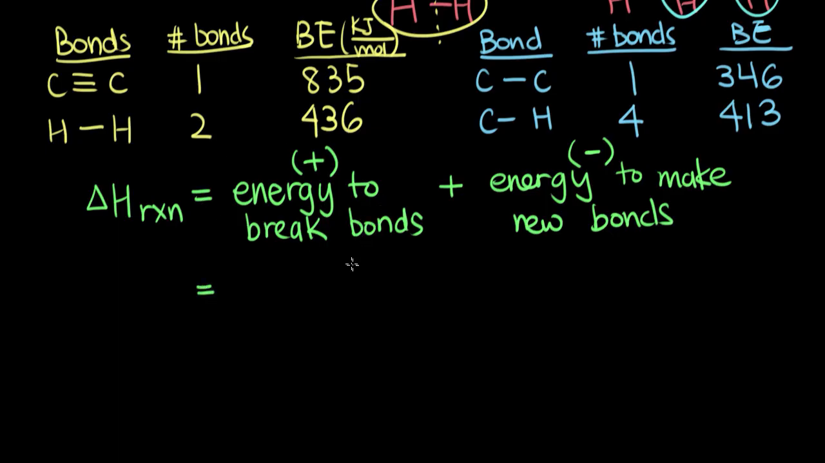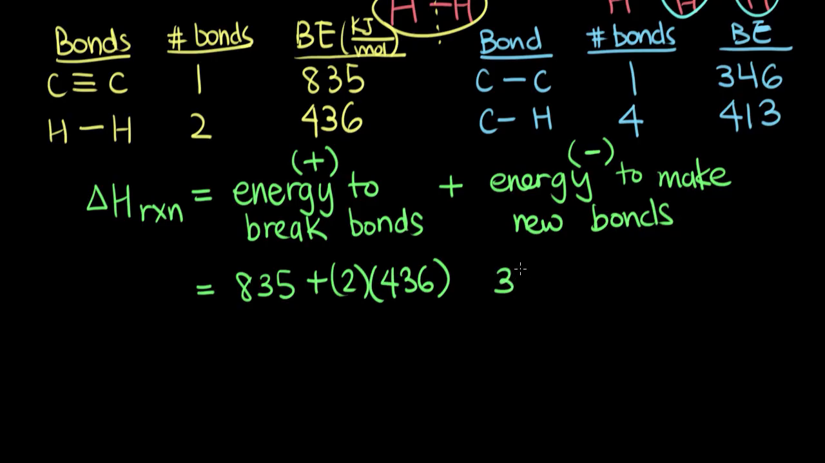Let's start with the bonds that are broken. We have our carbon-carbon triple bond that will require 835 kilojoules per mole, and we have only one of them. And we also have to break two hydrogen-hydrogen bonds, so 2 times 436 kilojoules per mole, which is the bond enthalpy of that bond. So that's all of the bonds we break. Now we have to add up the energy that's released when we make the new bonds. So we have this carbon-carbon single bond.